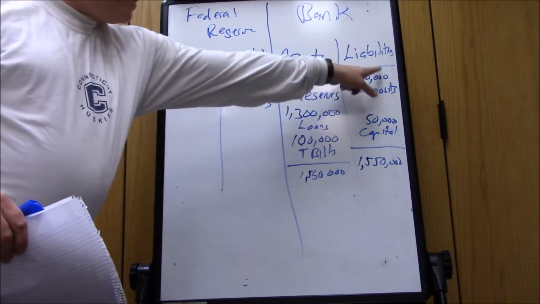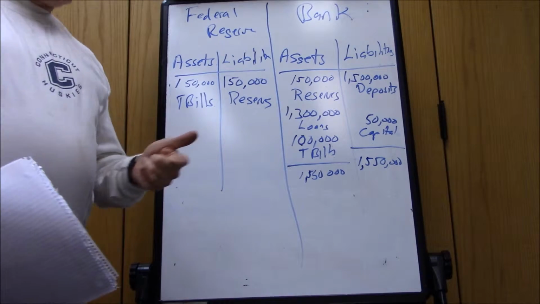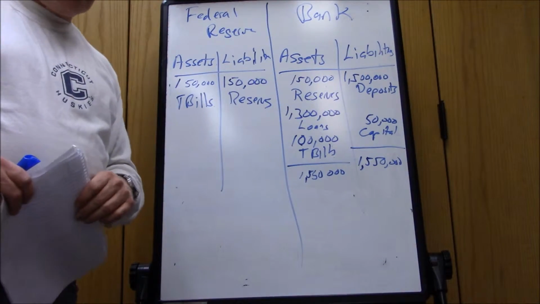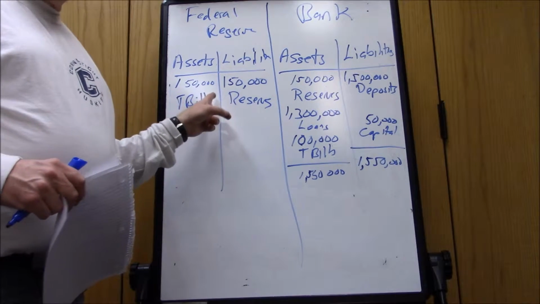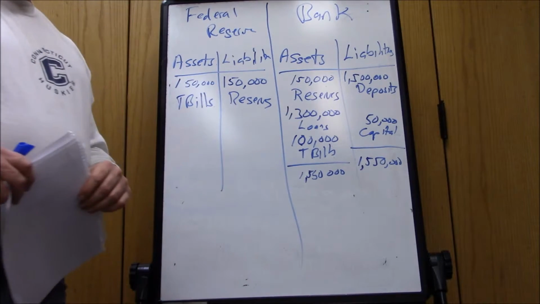And the important thing is the money supply got bigger. Remember, money supply is currency plus demand deposits. So the deposits have grown by $500,000 just because the Federal Reserve decided to buy $50,000 worth of bonds.